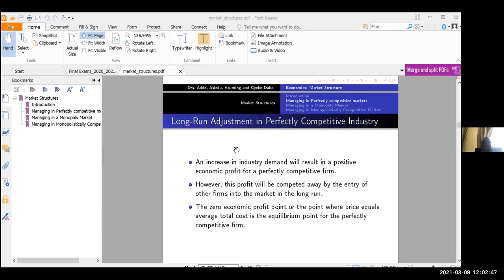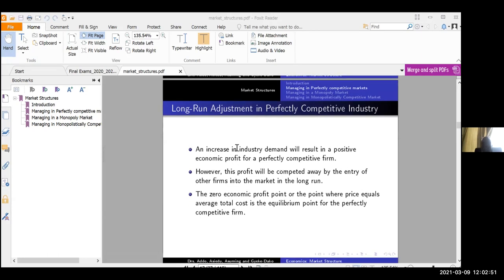That is the case for the long run, okay? So long run adjustments. Everything I've explained about the long run in terms of how profit will be competed away, how changes in demand can lead to more firms entering the market, and how more firms can lead to a case where the price that the firm is getting from the market is exactly equal to the equilibrium.